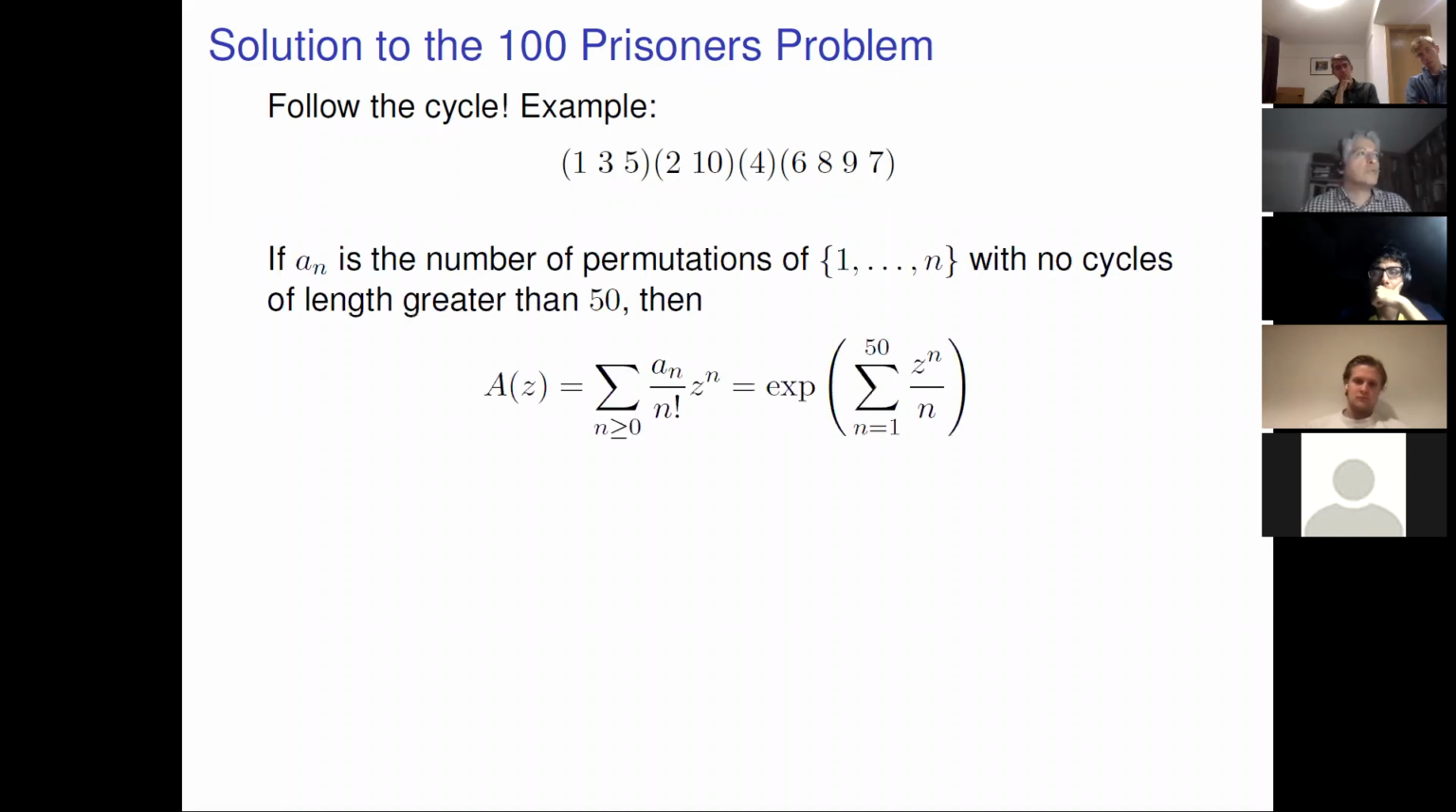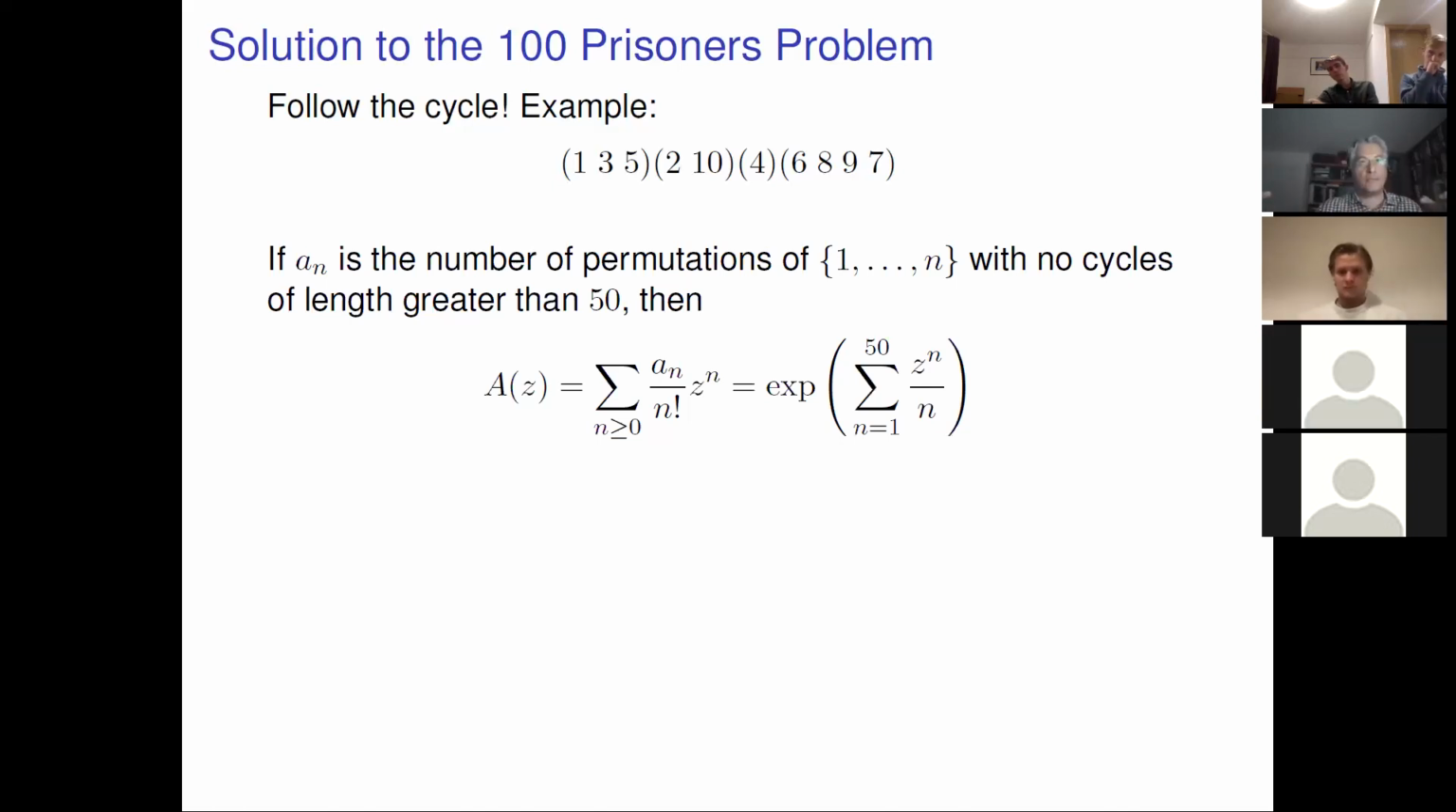But okay. So if we say that f sub n is the number of permutations from 1 to n with no cycles of length greater than 50, and I'm saying greater than 50 because the only way, in the case of the 100 prisoner problem, that they lose is if the permutation has a cycle of size greater than 50. So to compute the probability of winning, we are interested in the cycles of size less than 50. And that's why, instead of the infinite sum, I only have the first 50 elements here.